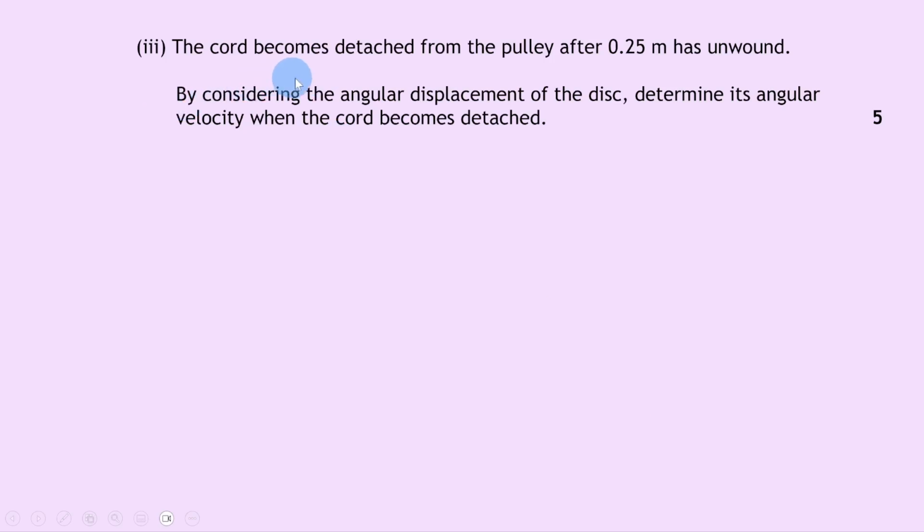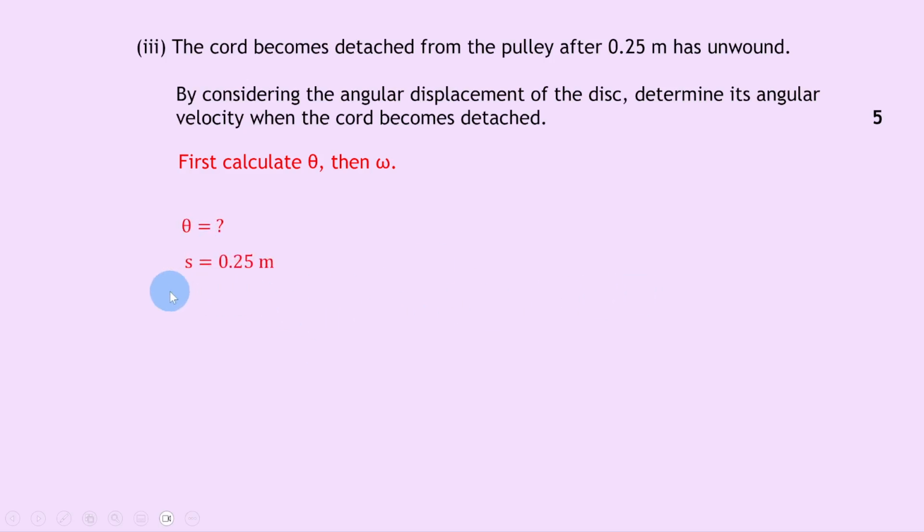B part 3 then says the cord becomes detached from the pulley after 0.25 meters is unwound. By considering the angular displacement of the disc, determine its angular velocity when the cord becomes detached, and you'll see there's 5 marks available here. Well, firstly we're going to calculate the angular displacement of the disc theta, and then the angular velocity. So writing down what we know from the question, we're trying to find the angular displacement theta.